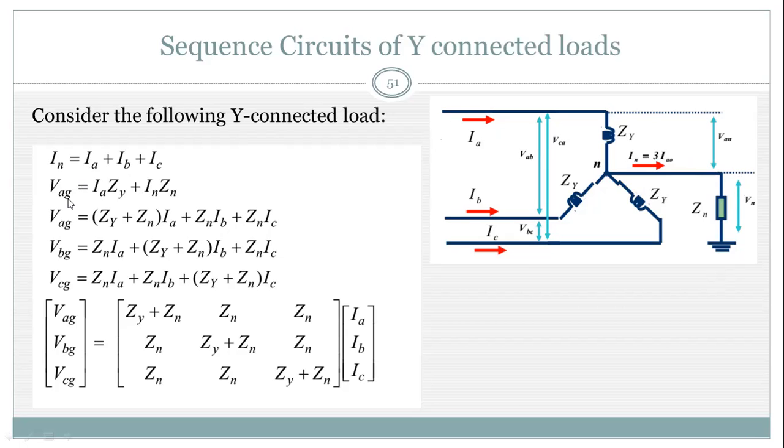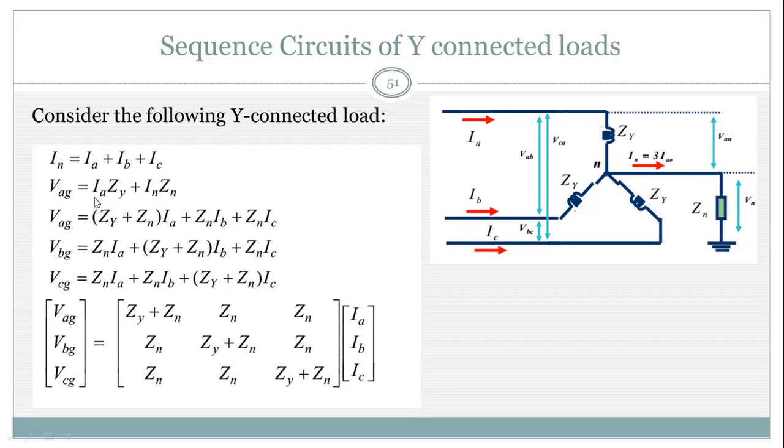Now VAG, that is the A phase to ground voltage difference, should be the sum of two voltage drops: one from A phase to the neutral, that is VAN, and another one from neutral to ground, that is VN. The equation is V equal to I into impedance Z. So VAN should be IA, the current, into the impedance of phase A, that is ZY.